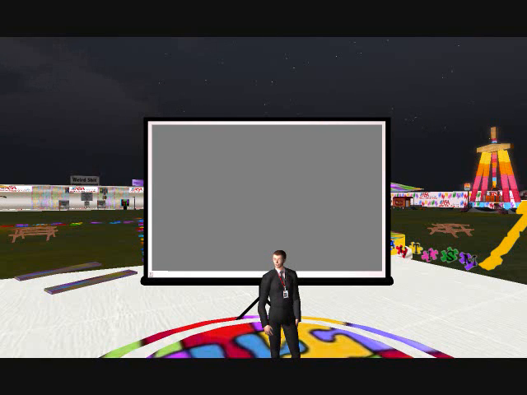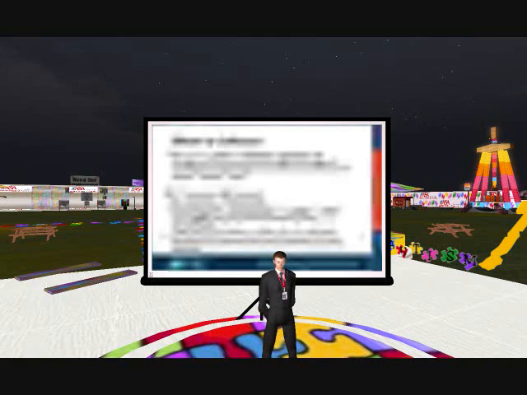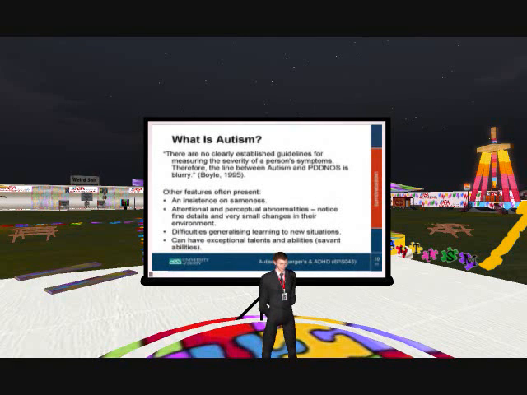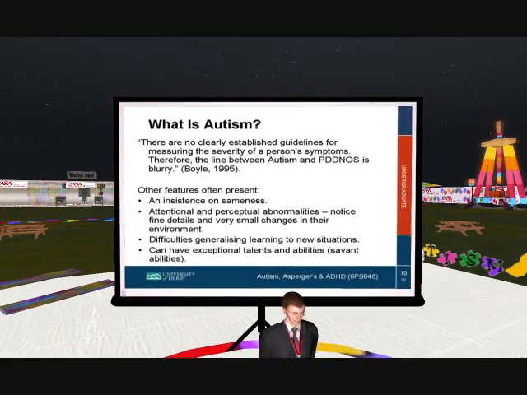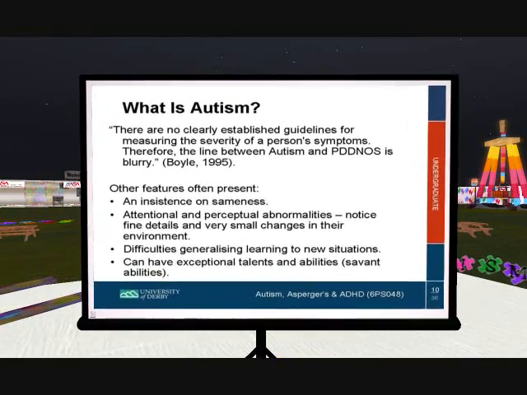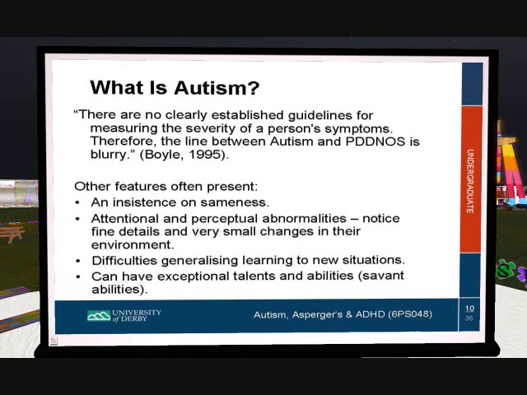So here's another quote for you under my category of what is autism. There are no clearly established guidelines for measuring the severity of a person's symptoms. Therefore, the line between autism and PDD NOS is blurry. And I've put that up there because it means that a formal diagnosis of autism, if not granted formally via the diagnostic procedure by a psychiatrist or clinical psychologist or clinician, doesn't mean that because you haven't been diagnosed, you don't have the symptoms of autism. And I think it's fair to say that the symptoms of autism themselves are in our population as a general trait or part of our personality, affecting people to varying degrees.